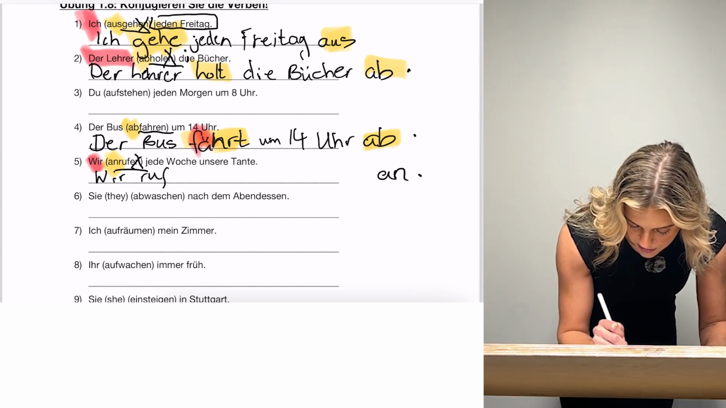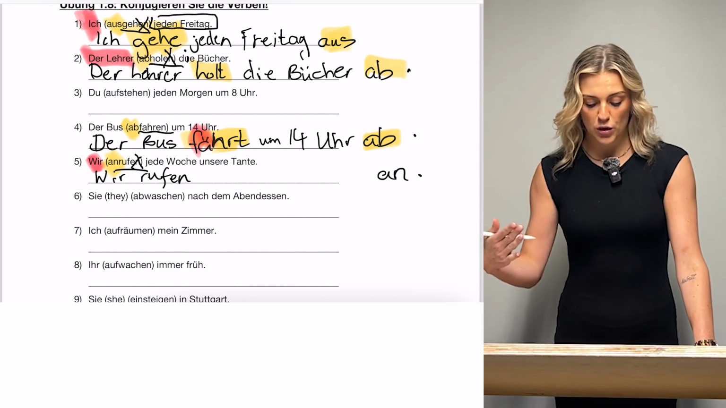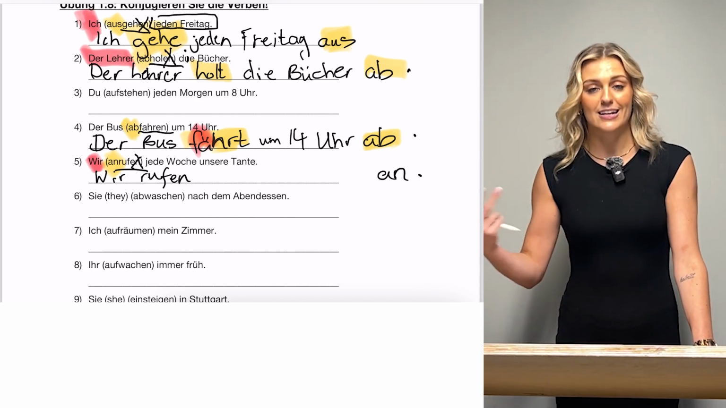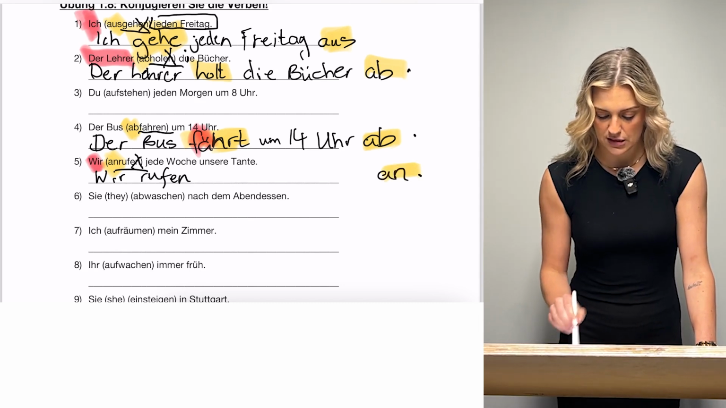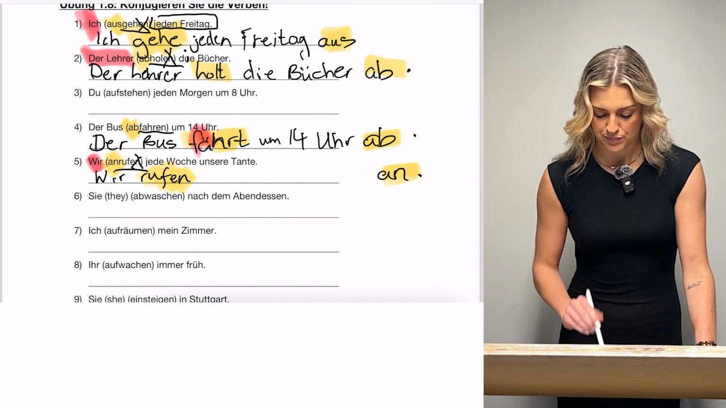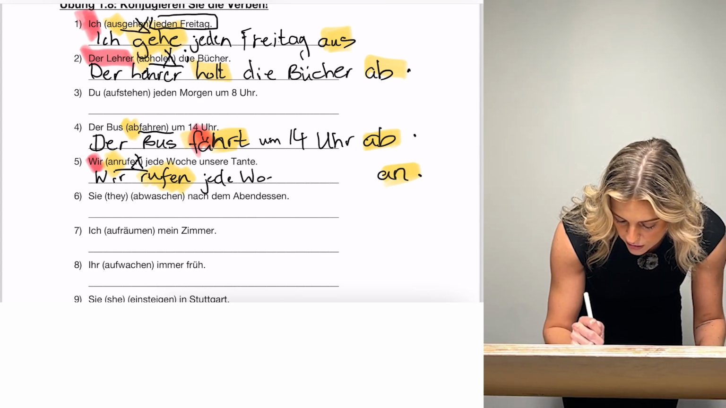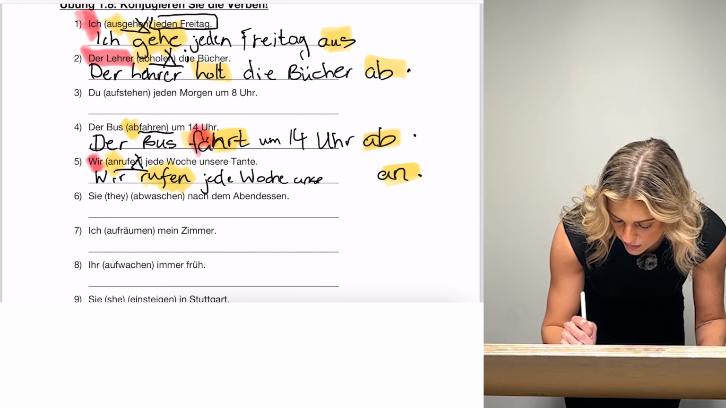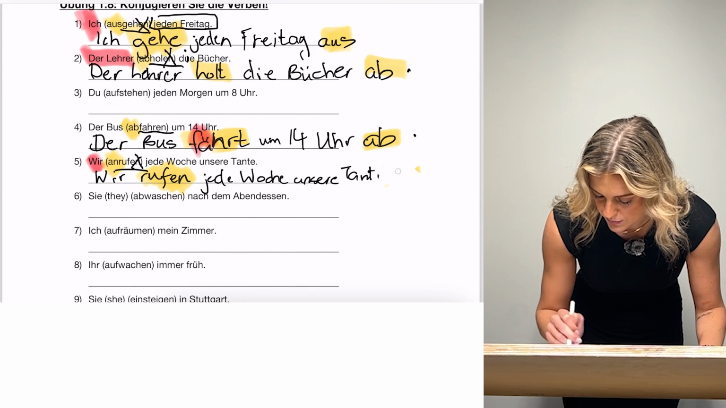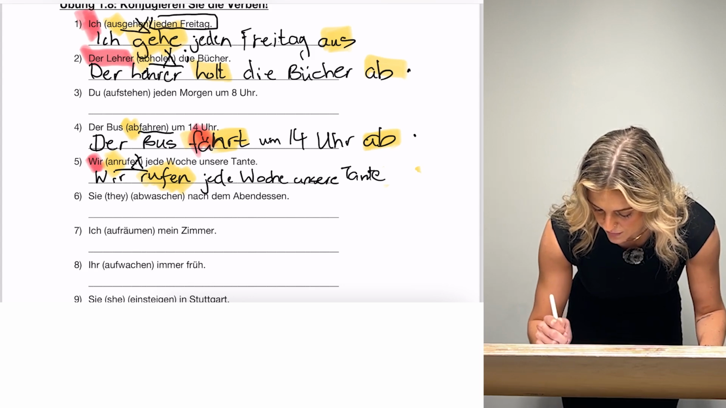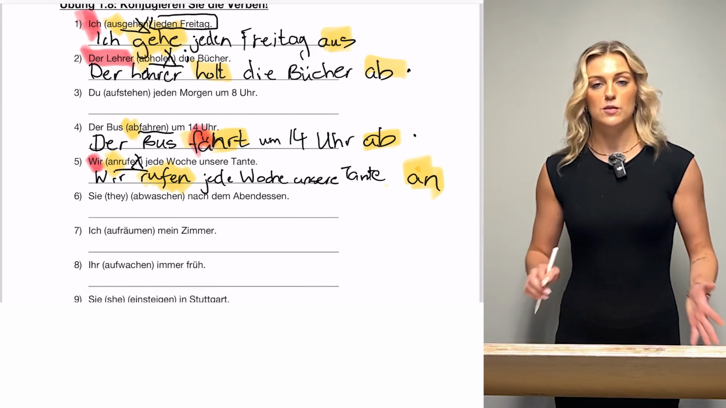Wir rufen, okay? So wir rufen an, we ring. Is there more information? Yes, we're saying we ring our aunt every week, so any other information goes between my prefix and my verb. So wir rufen jede Woche unsere Tante. I keep not leaving enough space. Tante an. Great. Well, that's fast. That's what we do with separable verbs.